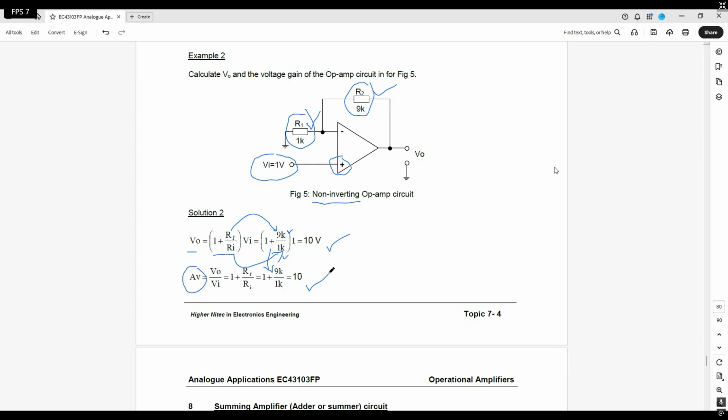Okay? So you can say that if I put in 1 volt, my output will be 10 times more. That means 10 volts. Okay, which is correct. You look carefully. 10 volts what? Because my input is 1 volt. Because my gain is 10 times, right? So 10 times 1 volt will give me 10 volts. Makes sense, right?